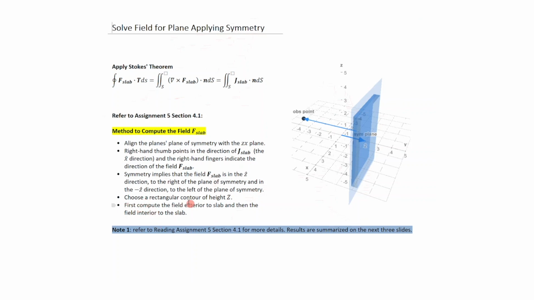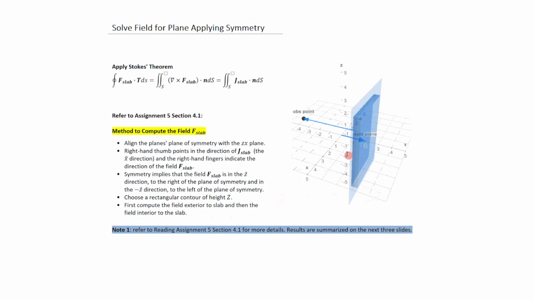Then we want to choose a rectangular contour of height z, and we'll show on the next picture. And so first thing we'll need to do is compute the field exterior to the slab, and then the field interior to the slab. The reason we need to do that is because if you try to compute inside the slab, you'll have two unknowns, and you'll not be able to solve it. But if you can figure out what one of the unknowns is, then you can solve for the remaining unknown.